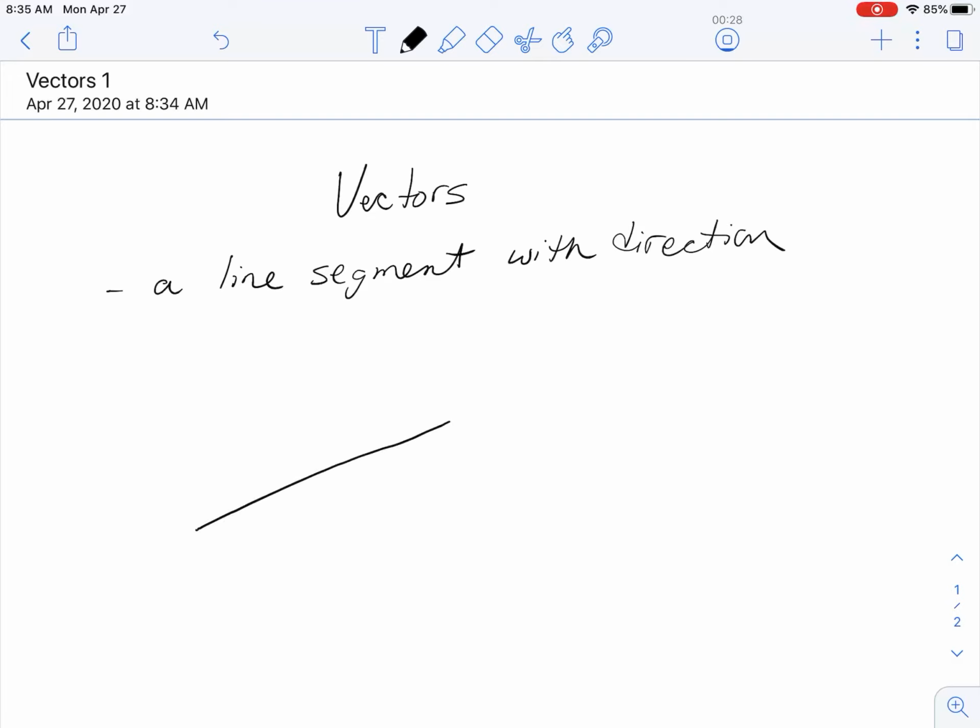So we're looking at this. This is a vector. So you've got these arrows. In a vector, you've got two parts. You've got where it starts, which is the tail, and where that arrowhead is, we call that the head of the vector.